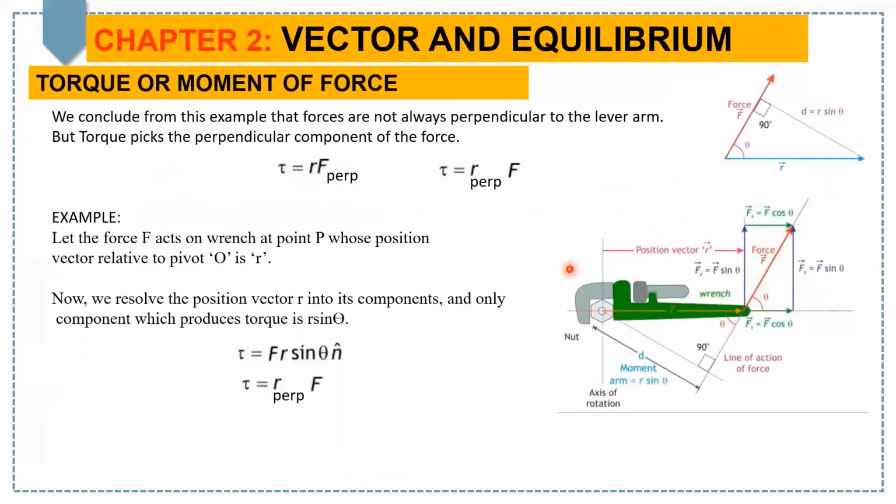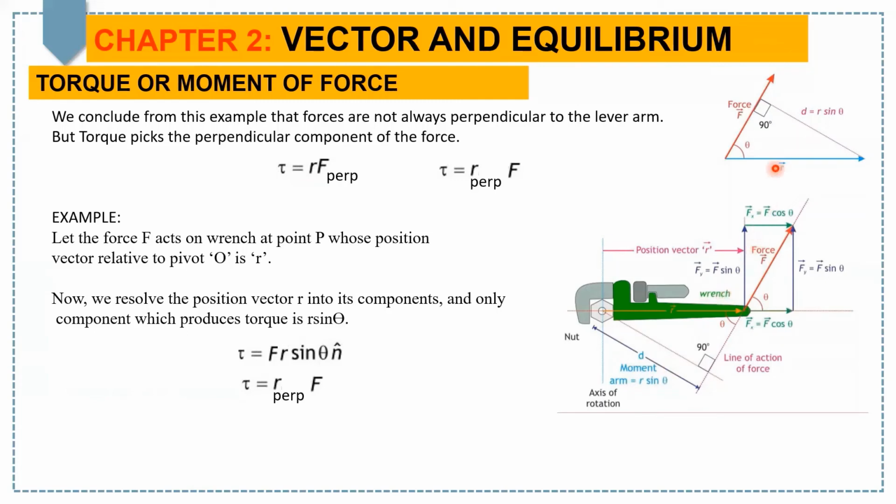Now if we take the moment arm r and want to resolve that into its components, the only component contributing to the torque is r sin theta. You can see in this figure that we extended the line of action of the force up to here, and we take the perpendicular from the axis of rotation to the line of action of the force, keeping the 90-degree angle between both. The distance from here up to this point is nothing but the moment arm, and that is r sin theta.